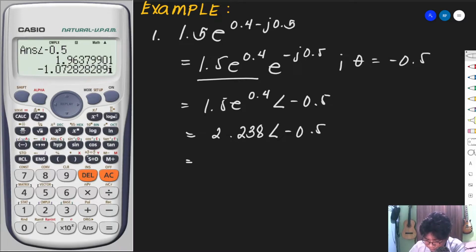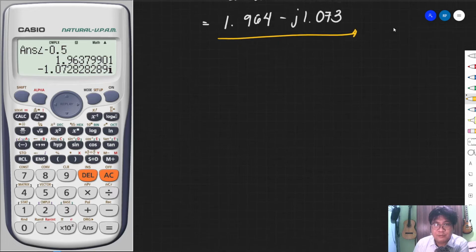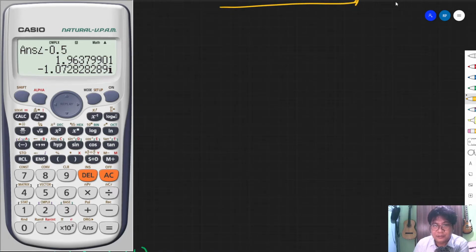So, we have 1.964. Okay? Then, minus j 1.073. So, ito yung answer natin for number 1. So, I hope that is clear, guys, no? So, ayan. So, game example number 2 tayo.